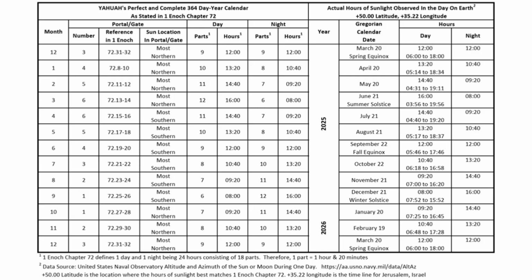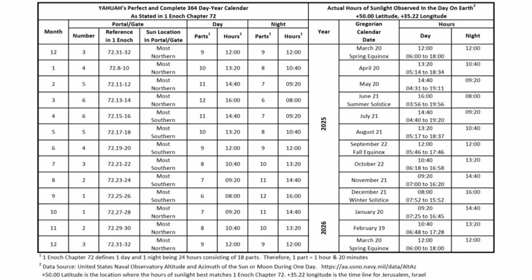On the 31st day of month 12, the sun is in the most northern location in portal/gate 3, which is directly above the equator because the night is equal to the day. 1st Enoch chapter 72 defines one day and one night being 24 hours consisting of 18 parts. Therefore, 1 part equals 1 hour and 20 minutes.